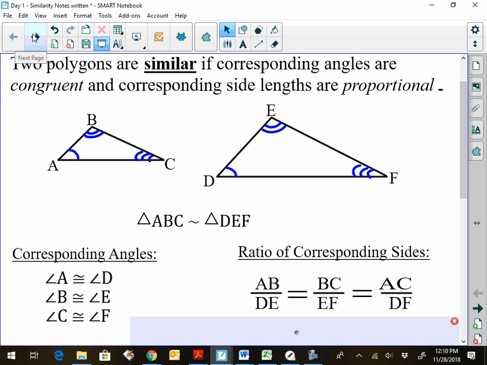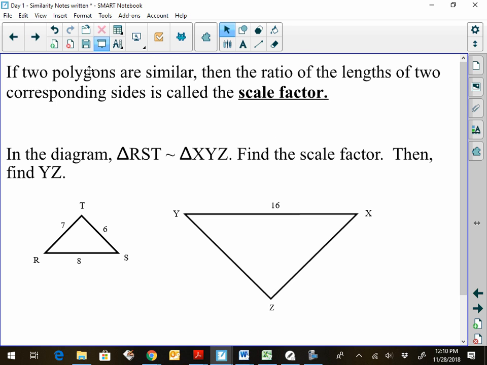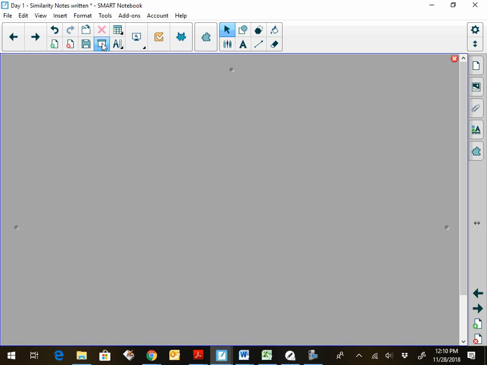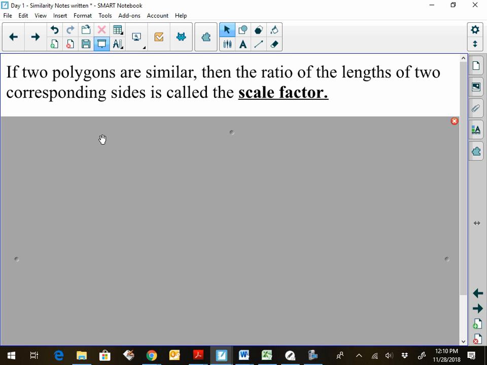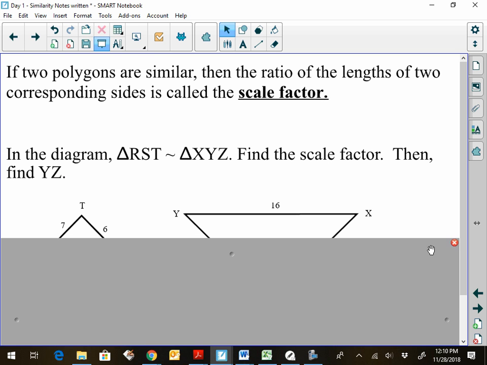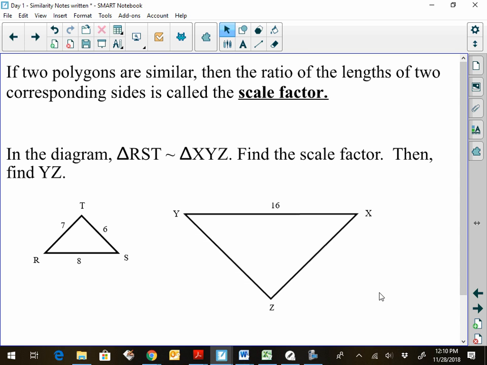So there are a couple of things to know about similar triangles. First of all, there is the idea of a scale factor. If two polygons are similar, then the ratio of the lengths of two corresponding sides is called the scale factor. So we can write that down, but here's an example to help figure out what our scale factor is. In our diagram below, we can see these two triangles that are similar, and we want to find our scale factor. It already tells us they're similar, so we can use that to help us.